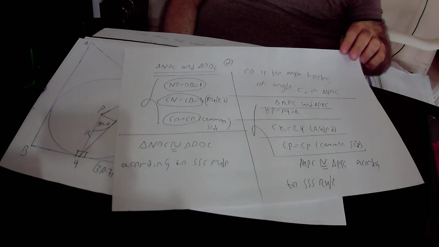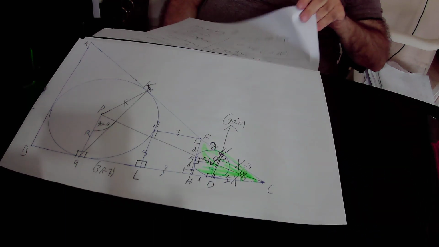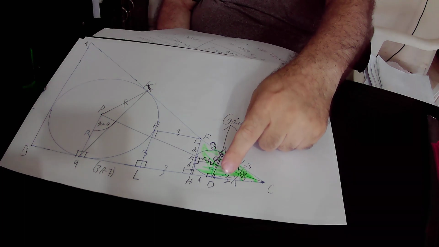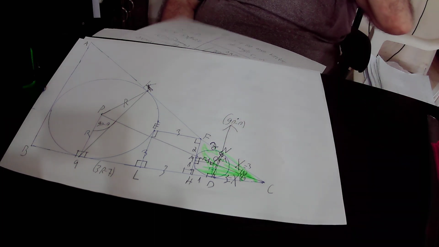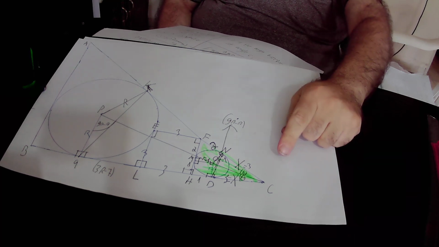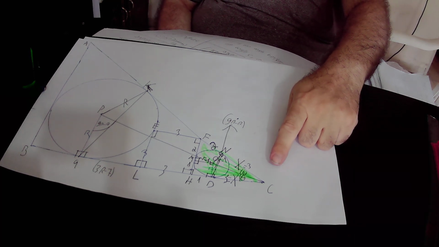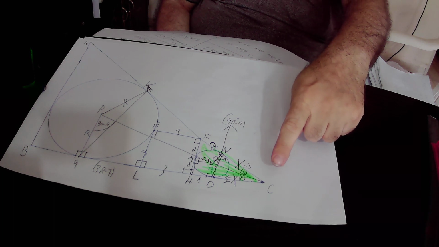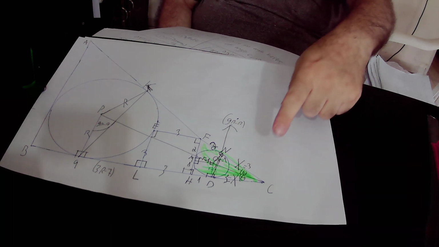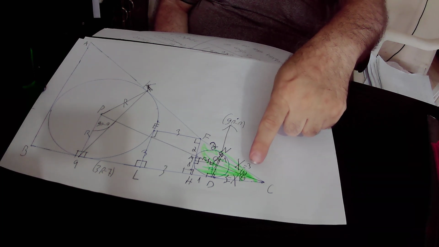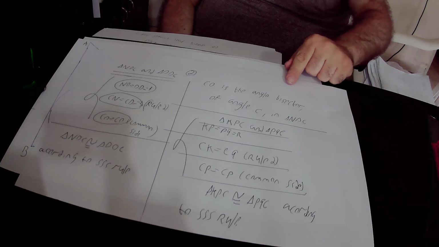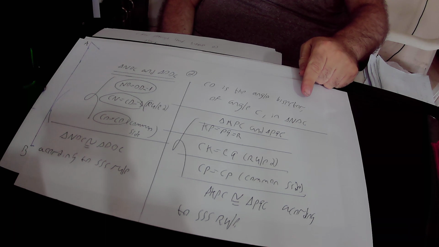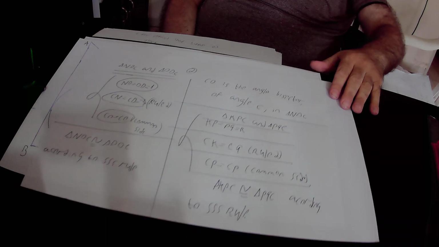Okay, then we join points N and D together, in this way we create triangle NDC. We can conclude from what we did until now that CO is the angle bisector of angle C. Why? Because it bisects angle C into two halves, each half equals theta. So here, CO is the angle bisector of angle C in triangle NDC.